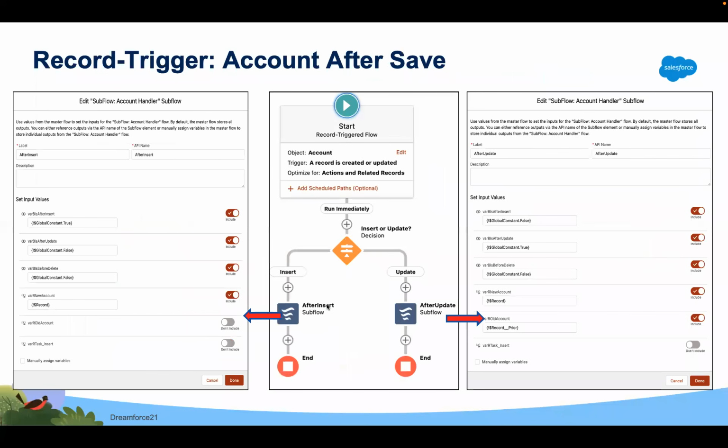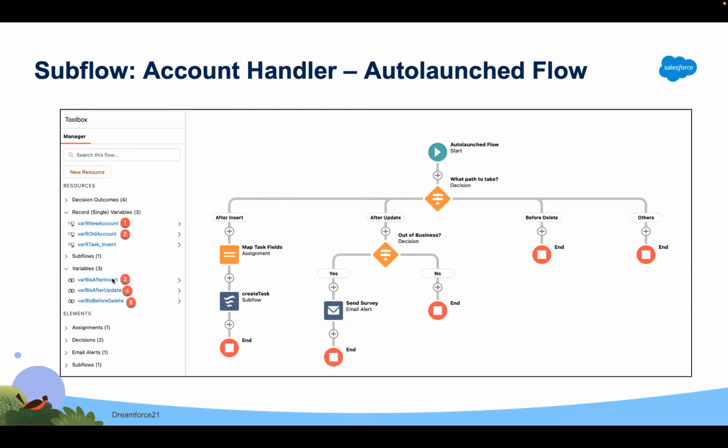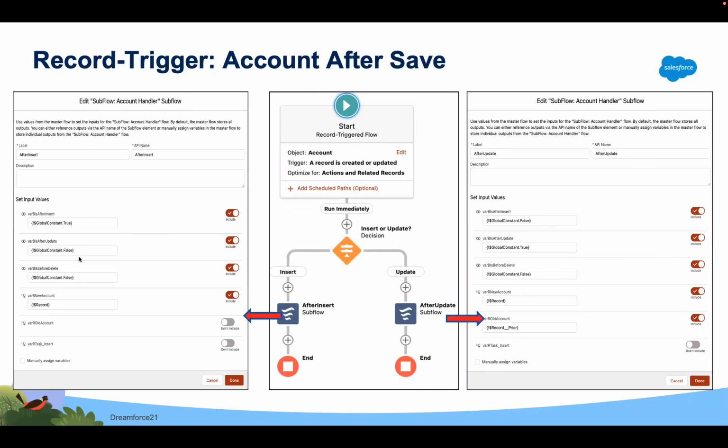Now, this is an account after save flow. This is a flow without any conditions here. You can see there are no conditions, no entry criteria, basically. Now, I use the formula isNew to check whether it is insert or update. If it is insert, then the after insert variable, which is this, I'm passing true, and the rest are all false.